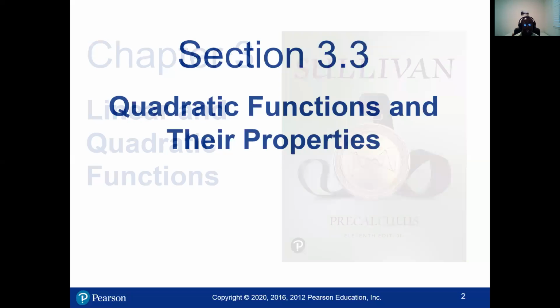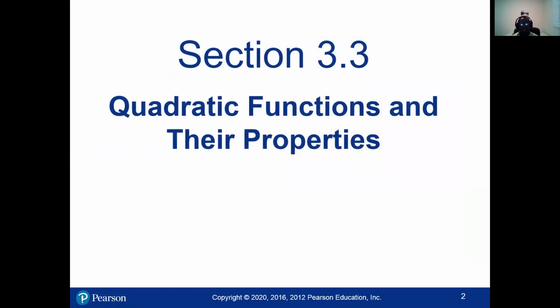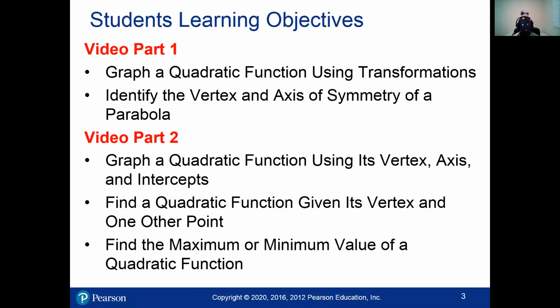Now, this is section 3.3. It says quadratic functions and their properties. Now, these are the learning objectives. This video will cover the first 2 learning objectives, and then the second video will have the rest of the objectives.